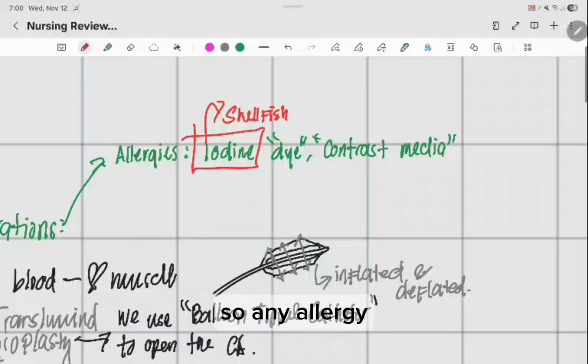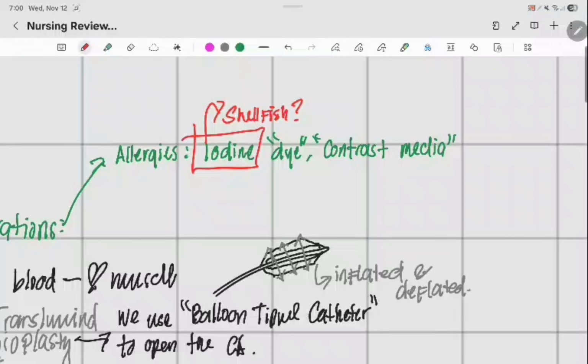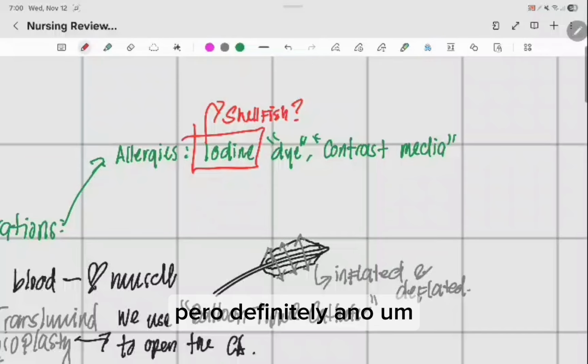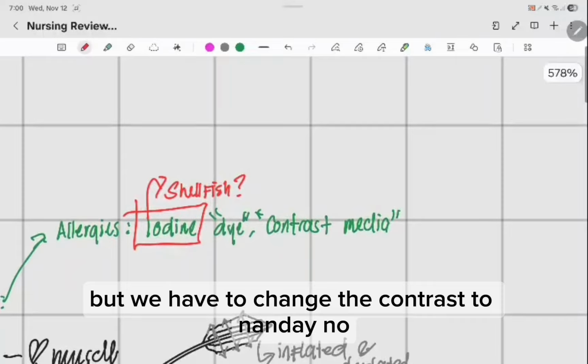So any allergy, no, to shellfish? Because if there is one, can we say we cannot proceed with the procedure? No, definitely we can still proceed, but we have to change the contrast to non-dye, no?